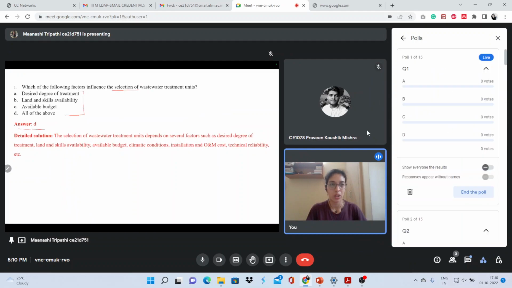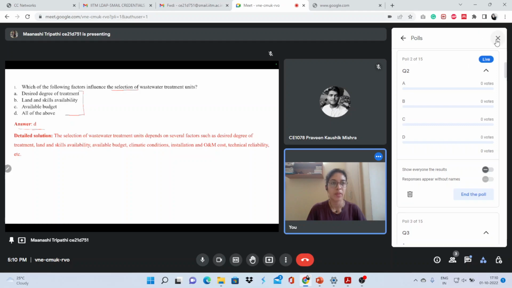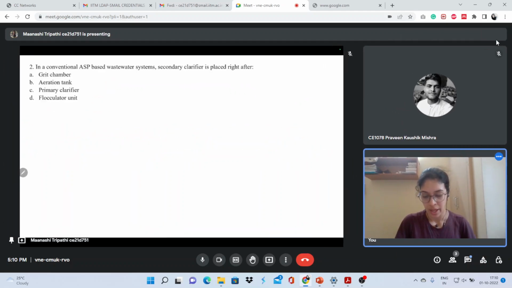Now I'll launch polls for question number 2. In the conventional ASP, meaning activated sludge process based wastewater system, the secondary clarifier is placed right after grit chamber, aeration tank, primary clarifier, or flocculation unit. This is your question. You please try to answer this question. We are talking about conventional activated sludge process.